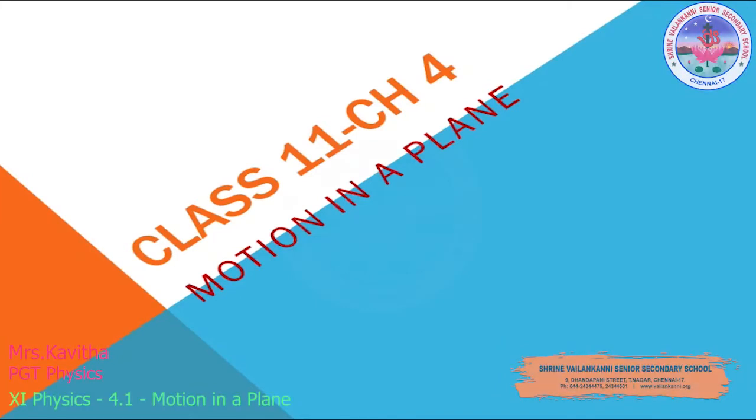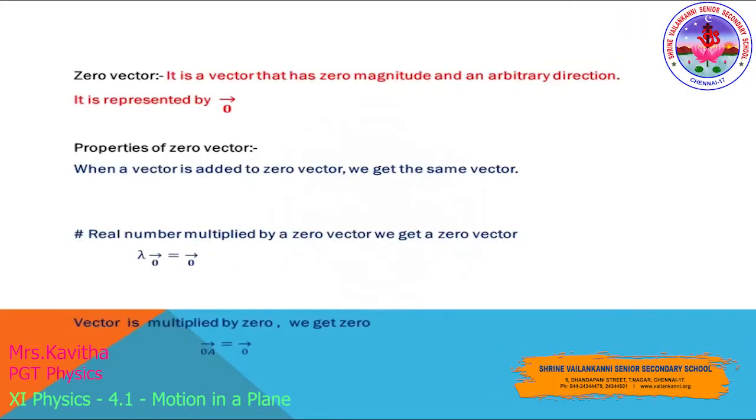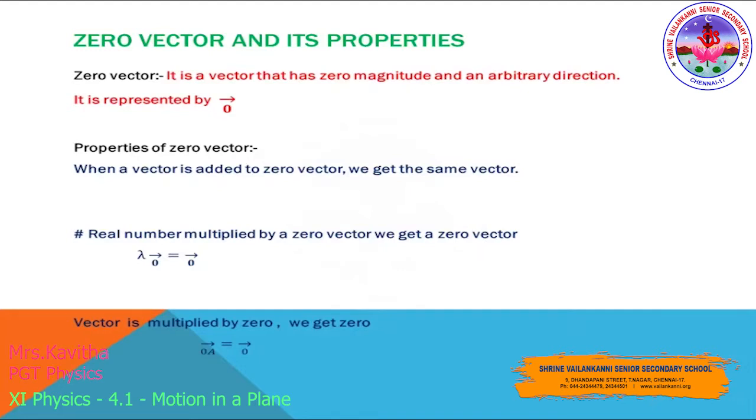Hello children, continuation of motion in a plane. We are going to see the zero vector and its properties. What is a zero vector? A zero vector, or null vector, has zero magnitude and an arbitrary direction. We can represent the zero vector as 0 with an arrow over it. Why do we need the zero vector?